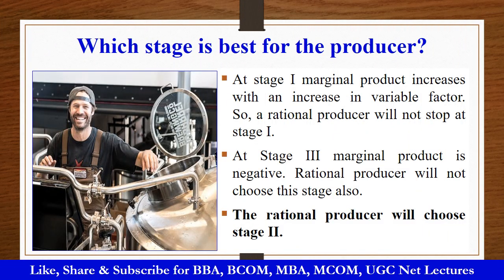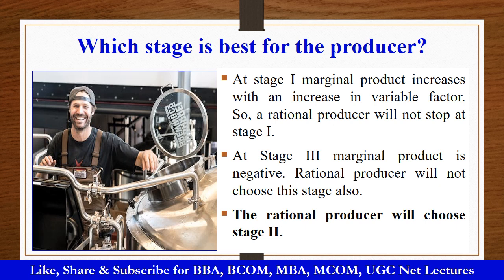Now let's also discuss which stage is best for the producer from these three stages. A rational producer does not like to operate at stage 1 where the marginal product increases with an increase in variable factor. So the producer will employ more units of variable factor to utilize the fixed factors. A rational producer will not stop at this stage 1. Similarly, the producer will never choose stage 3 where the marginal product of variable factor is negative.